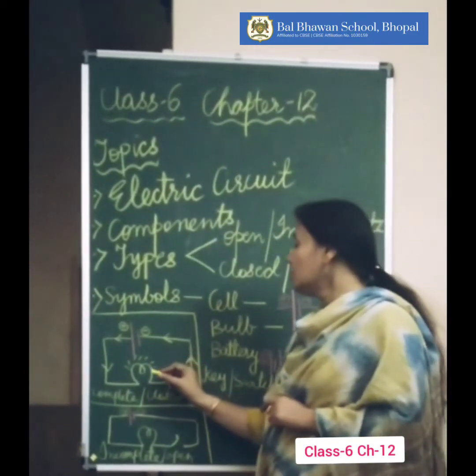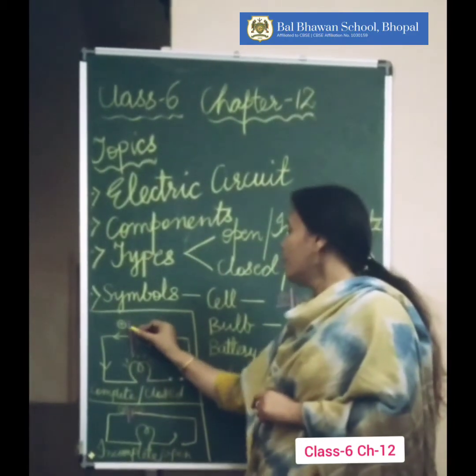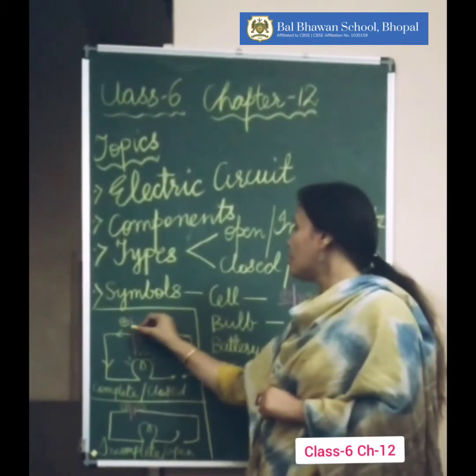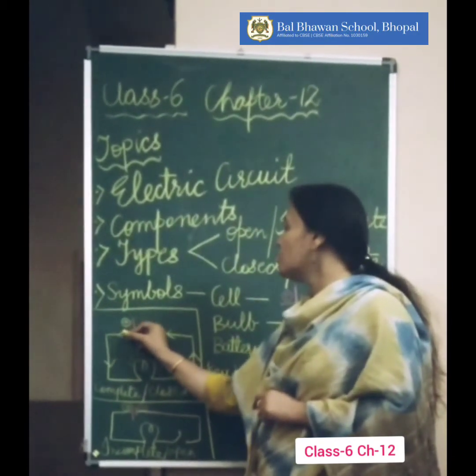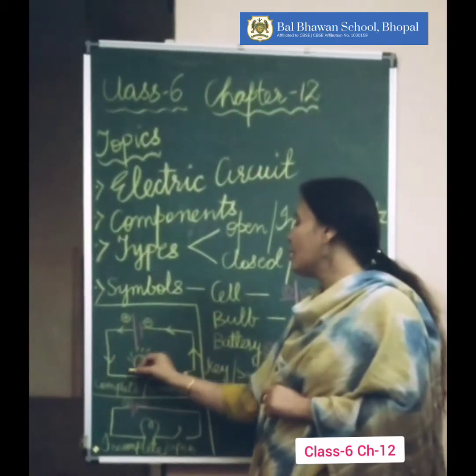And how have we drawn the circuit diagram? Here we have drawn the cell. These two represent the two terminals, and as you can see, the current is flowing from the positive terminal. The arrow shows the flow of electric current.